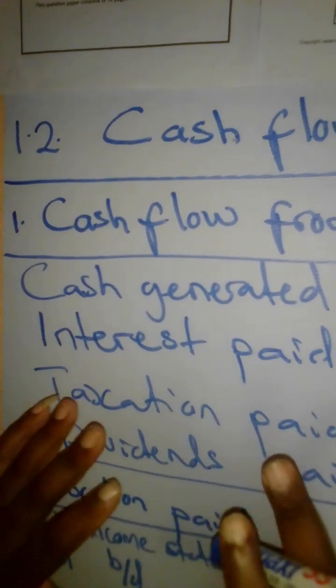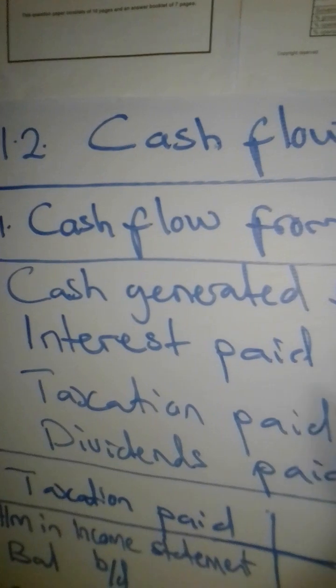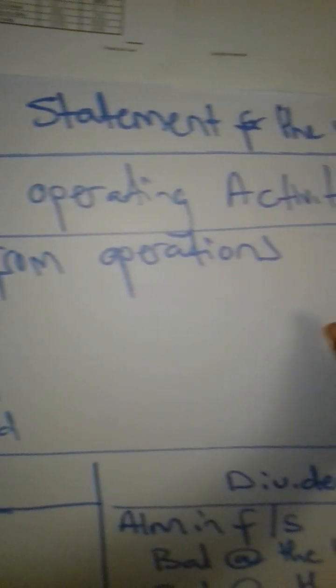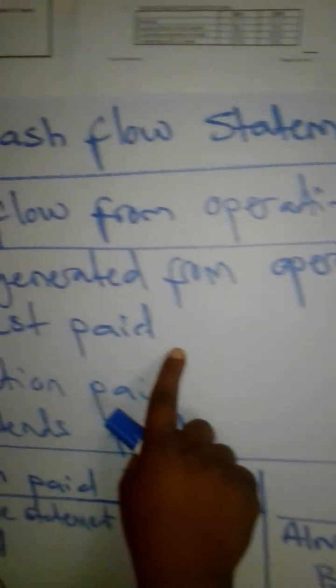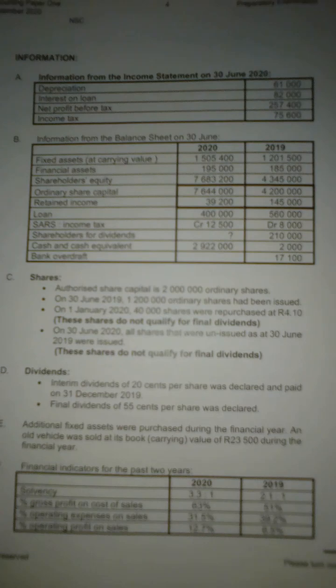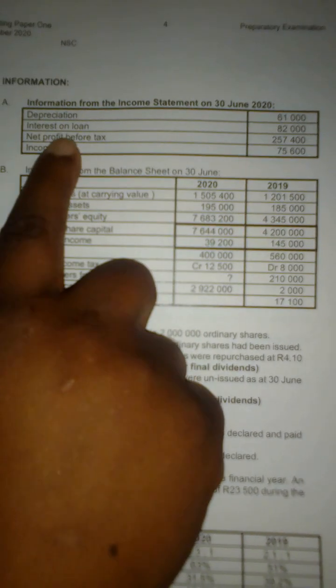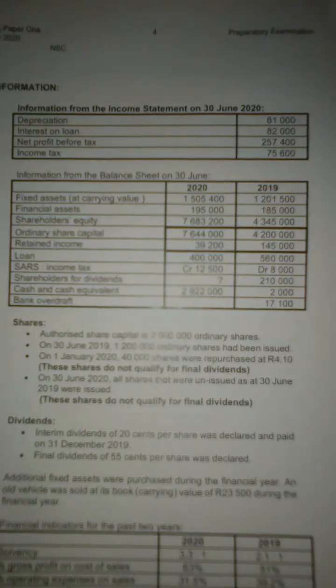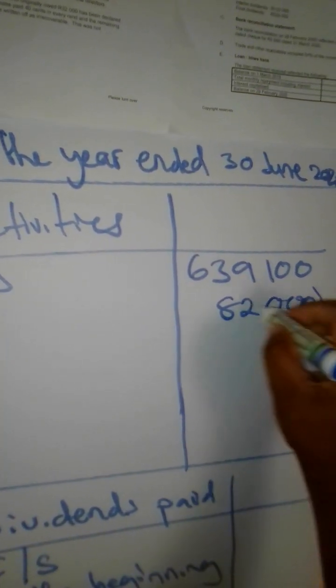So for now, we are looking at the cash flow from operating activities. The cash generated from operations is already given in your answer book. The interest paid, we are going to record our interest paid. Let's go back to the information that we are given and look for the interest paid. Let's go to the extract from the income statement, where the interest on loan is our interest paid. The interest on loan, 82,000. So we record 82,000. It is an outflow.